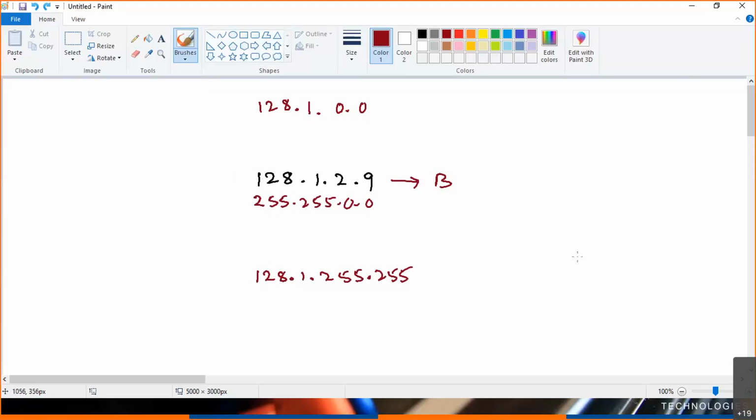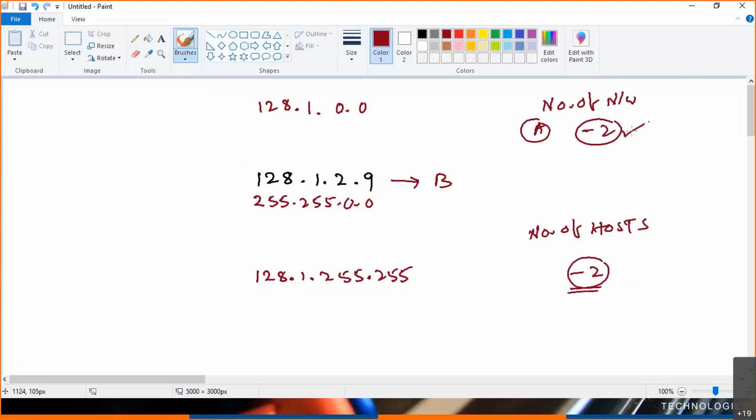But the main question is, in number of hosts calculations we do minus 2, right? Why minus 2 in number of hosts? One is the network ID, the second is the broadcast ID. Very good. In number of networks for class A we also do minus 2. Why here? One for the global ID and one for the loopback ID. 0.0.0.0 is the global ID, and 127.0.0.0 is the loopback ID.